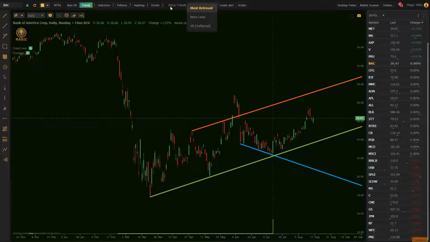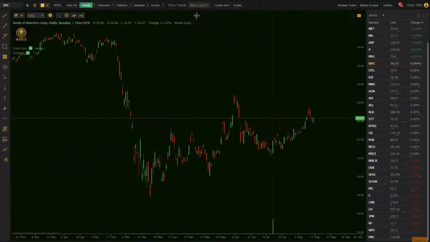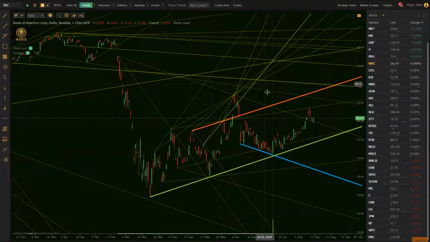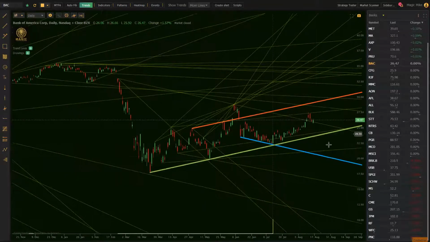So with that being said, you've got trend lines up here. You can show most relevant or even more lines or all the lines that the computer pulls out. So I'll throw up more lines and voila, there you go. You've got more lines that are showing up and they're not going to be there permanently until you want to make them permanent. I don't want all this clutter on my screen, but I want to have that specific trend line.